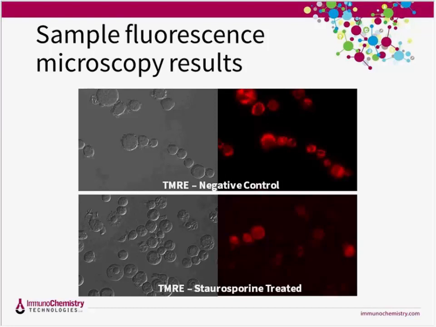The top set of images show normal, healthy cells. The mitochondria are polarized, and these cells have concentrated the TMRE, so we see that visible bright orange-red fluorescence. In the lower image, we see the apoptotic cells bearing depolarized mitochondria, and we clearly see these cells are no longer concentrating the TMRE reagent, and that's what's leading to this dramatic reduction in fluorescence intensity.